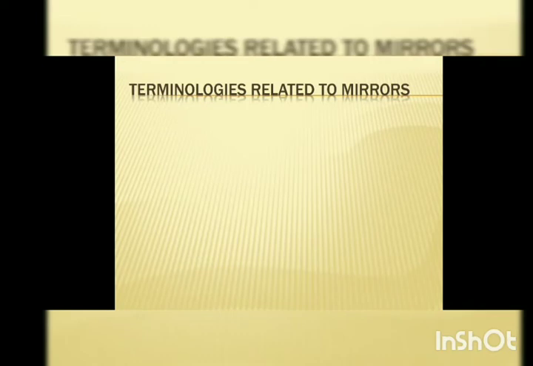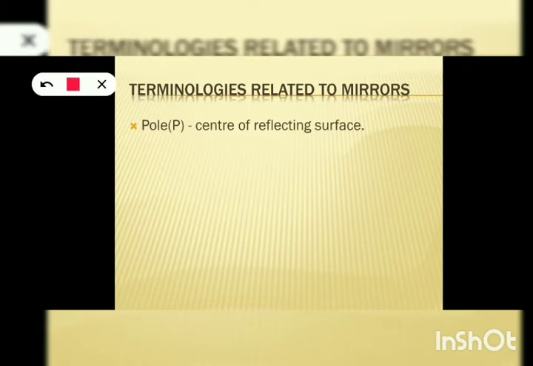Next, let's be familiar with some of the terminologies related to mirrors. The first terminology we are going to discuss is pole. What do you mean by pole? Pole is the center of the reflecting surface. If you consider a concave mirror like this, in the case of a concave mirror, the inner side is reflecting whereas the outer side is non-reflecting. The geometrical center of this reflecting surface is the pole of the mirror. So pole is the center of the reflecting surface.